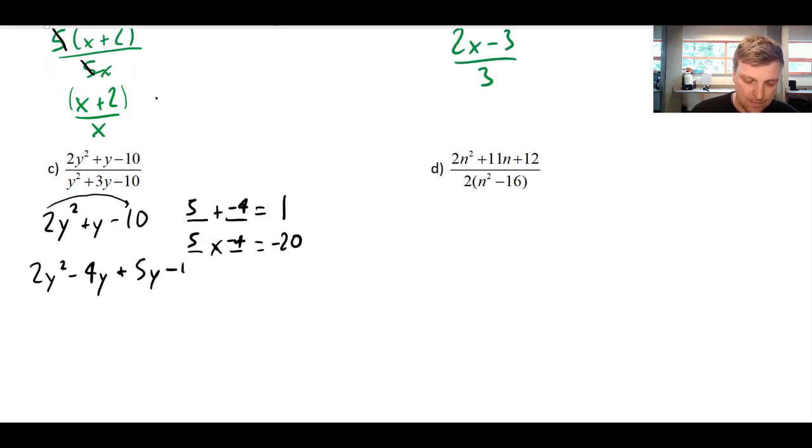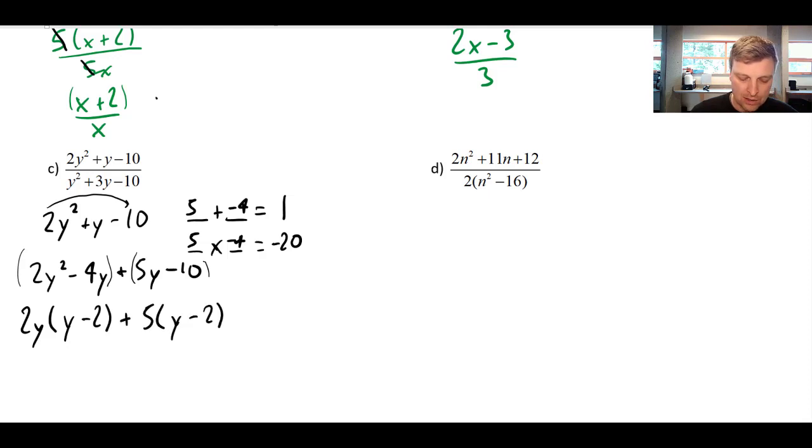And then I can see that I can group these two and group these two here and factor. So I've got 2y times y minus 2, plus 5 times y minus 2. And remember, when I'm doing decomposition, I know I've got it right when I've got the same term inside the brackets after I've factored. So I can now factor that out, and I get y minus 2 times 2y plus 5.